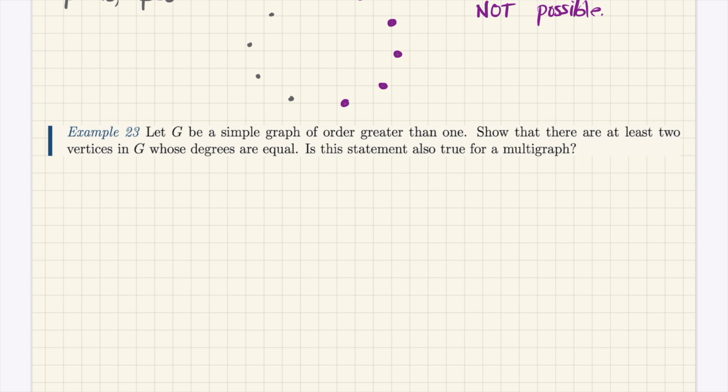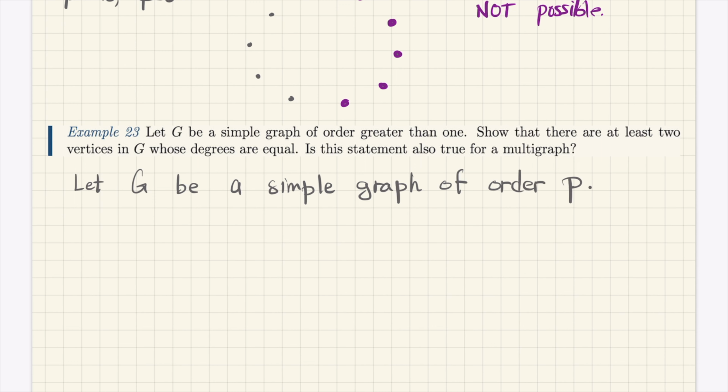Yes? It was the whole thing about the pigeon. Pigeonhole principle. Yeah, it's clear. It's not hard to feel there is a connection between this kind of question and that pigeonhole principle that we had before. Okay, but how do you argue for that? So I say that let G be a simple graph of order P.